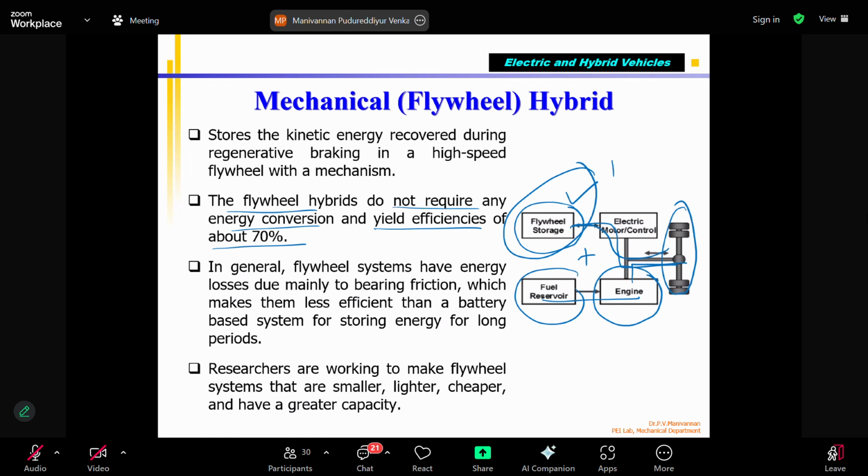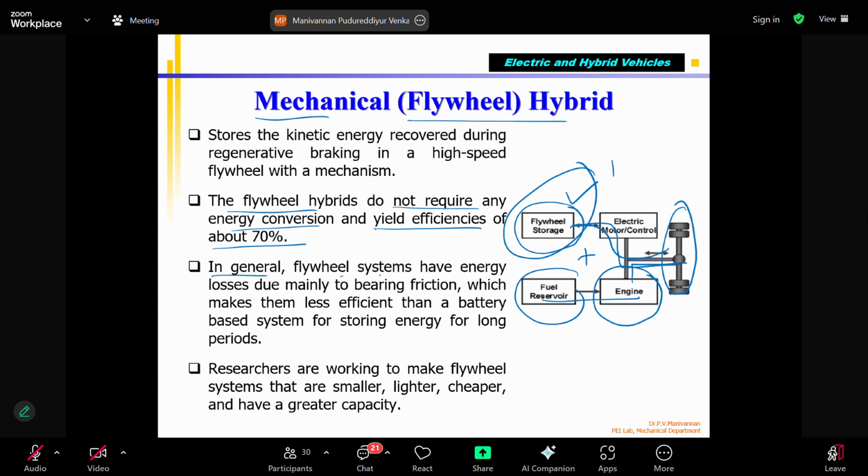efficiency. Because if you convert one form of energy to another form, from mechanical to electrical, store it in a battery, then from the battery get it back, convert the electrical energy to mechanical, and give it to the wheel, that is double conversion, and you have a lot of losses. That is not there in a mechanical flywheel, but it has drawbacks also.